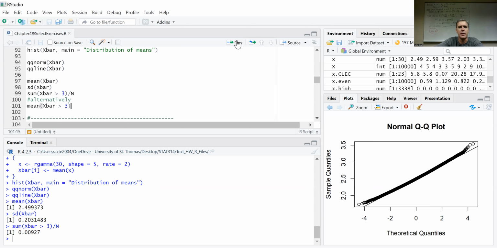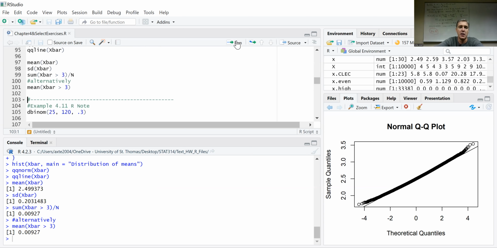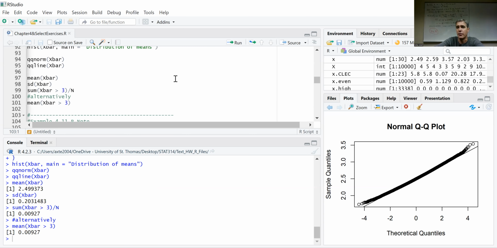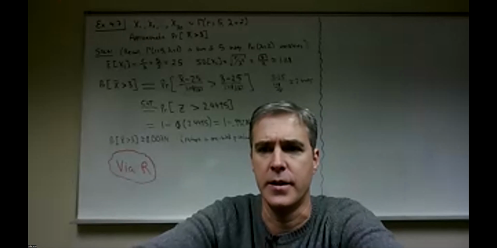What's the mean of x bar? What does this one do? Oh, just another way of calculating that. Okay, so that's how we'd use R to approximate the probability that x bar is greater than 3, not using the central limit theorem at all. All right, it's the end of this video.